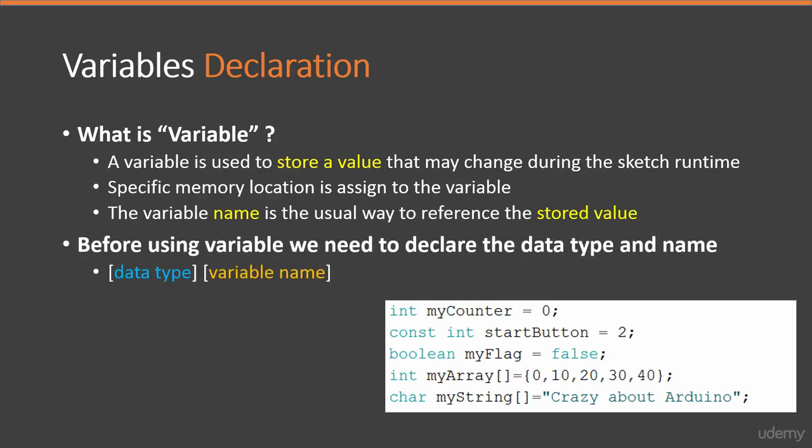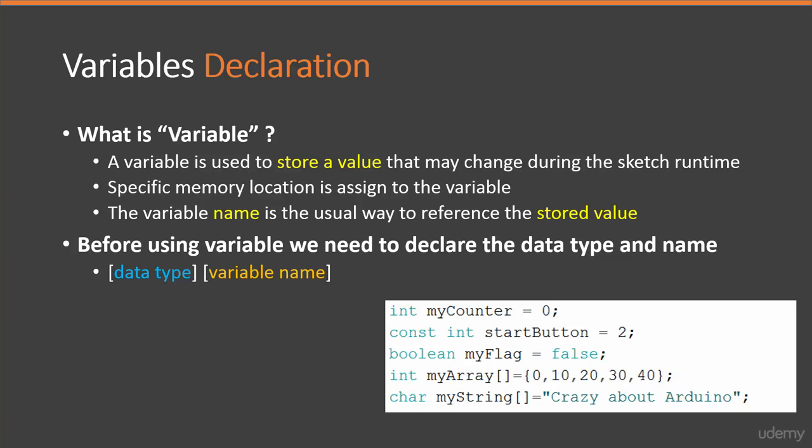Now, before we can use a variable, we need to declare it, so the Arduino platform will be able to allocate the needed memory space. The way we declare a new variable is pretty straightforward, choosing a data type and a unique variable name. The data type defines what kind of information we can store in the variable.